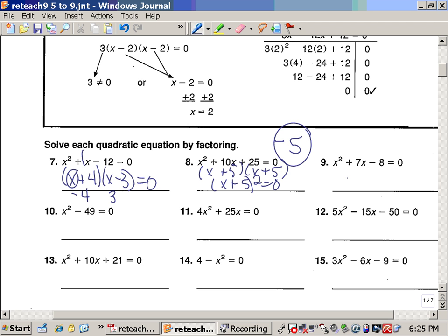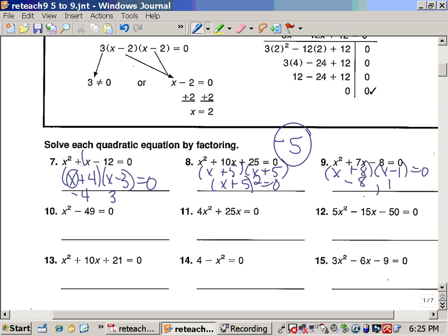Number 9, two things that multiply to give me negative 8 and add to give me 7. That would be x plus 8 and x minus 1. The two solutions are negative 8 and 1.